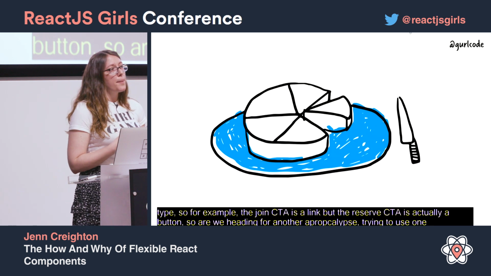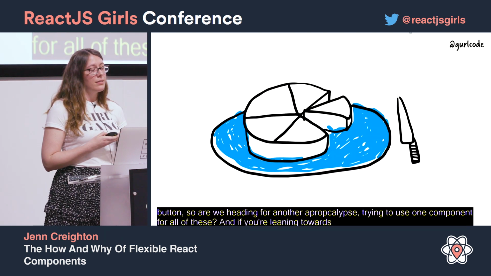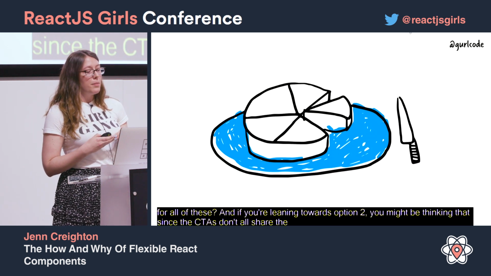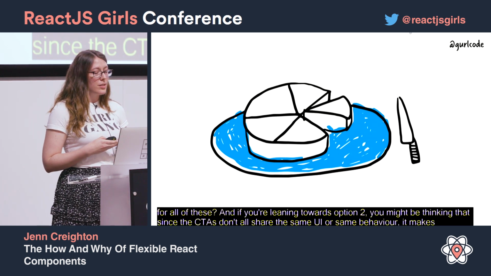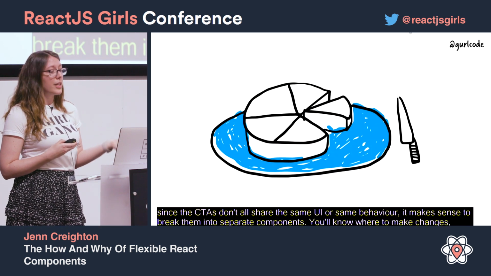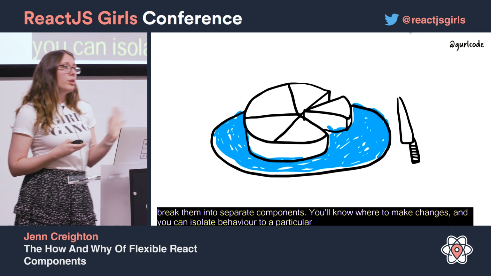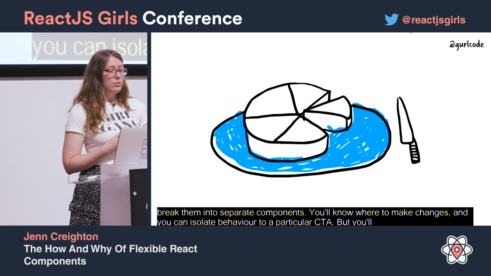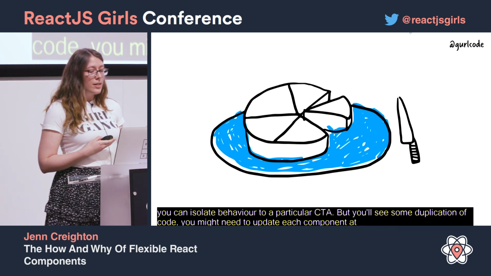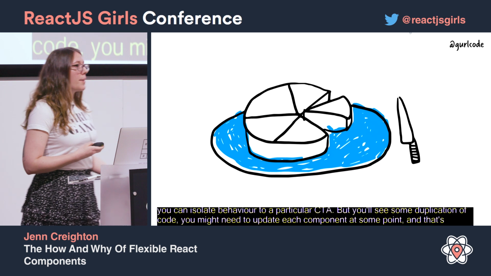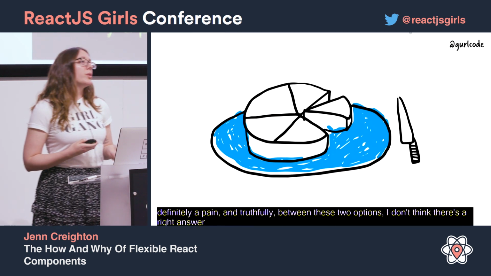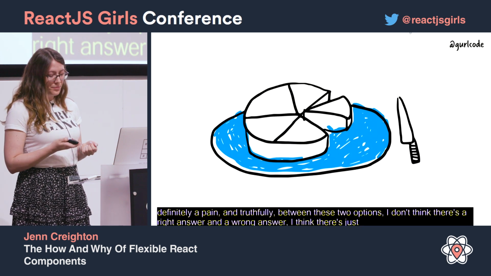And if you're leaning towards option two, you might be thinking that since the CTAs don't all share the same UI or same behavior, it makes sense to break them into separate components. You'll know where to make changes, and you can isolate behavior to a particular CTA. But you'll see some duplication of code. You might need to update each component at some point, and that's definitely a pain. And truthfully, between these two options, I don't think there's a right answer and a wrong answer. I think there's just options with upsides and downsides.